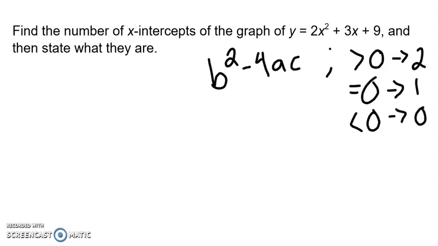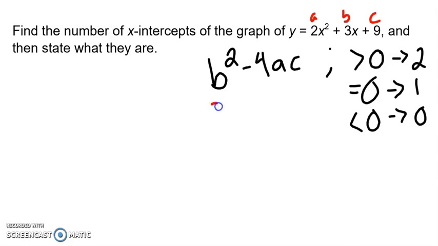So I'm just going to go back. I'm going to label. So my 2 is a, my 3 is b, my 9 is c. Notice how it's written in standard form, ax squared plus bx plus c. You need to have it written in standard form if it's not already done so in order to use the discriminant, as well as the quadratic formula, I should say. So let's just plug in what we know.